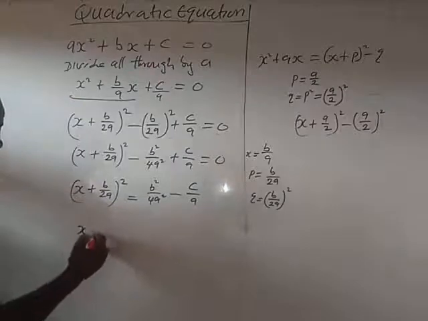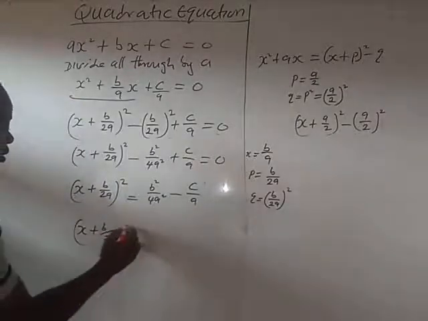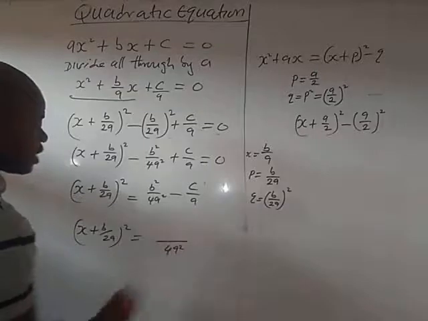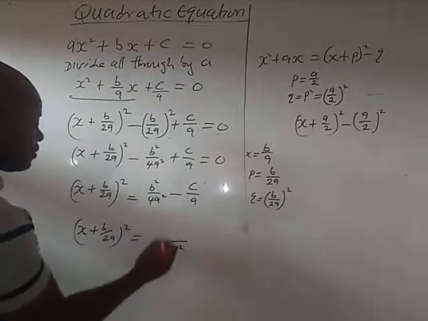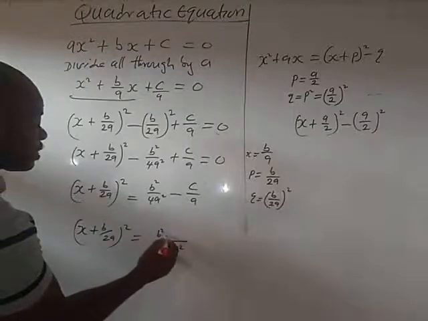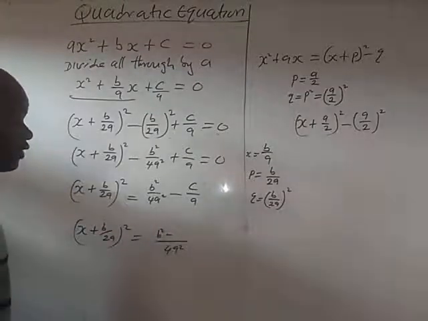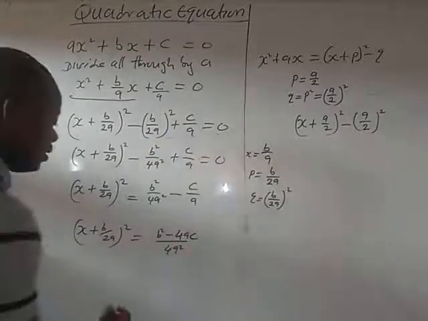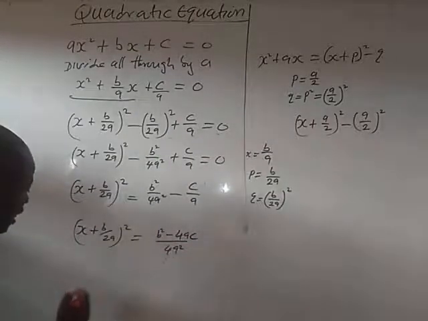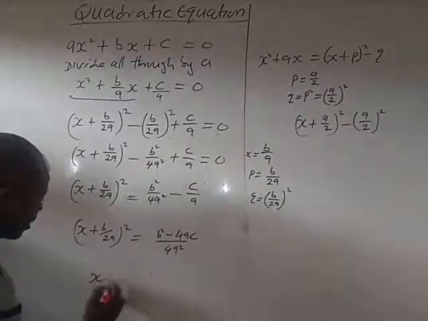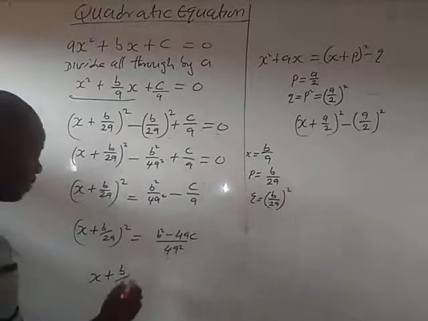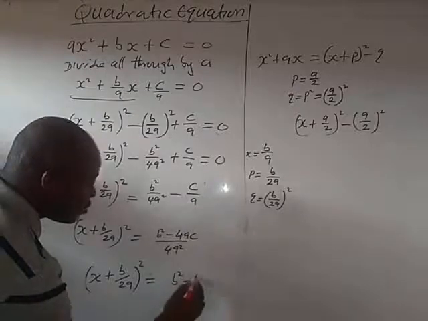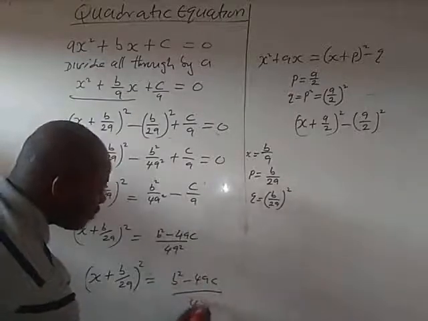Therefore, we have x plus b over 2a, squared, equal to, what is the LCM of this? Our LCM is 4a squared. 4a squared goes into 4a squared one time, times the numerator, which is b squared. We have b squared minus, 4a squared goes into 4a squared in 4a times, 4a times c. This will give us 4ac. Now, the next thing is to square both sides, so that we have x plus b over 2a, squared, equal to b squared minus 4ac over 4a squared.